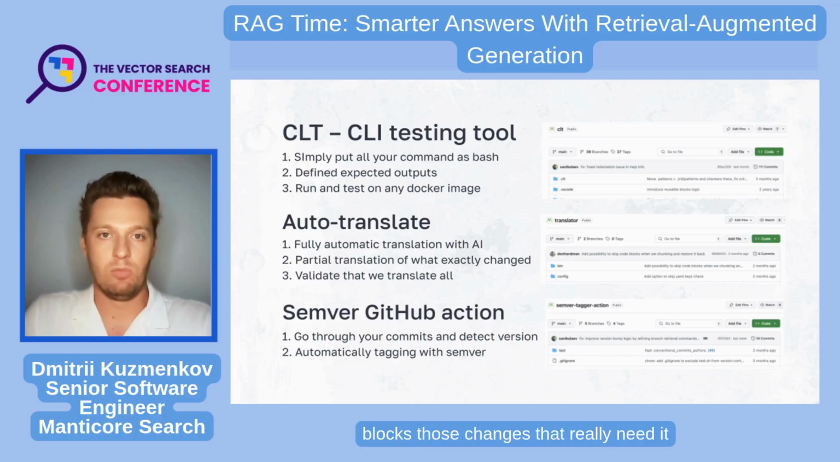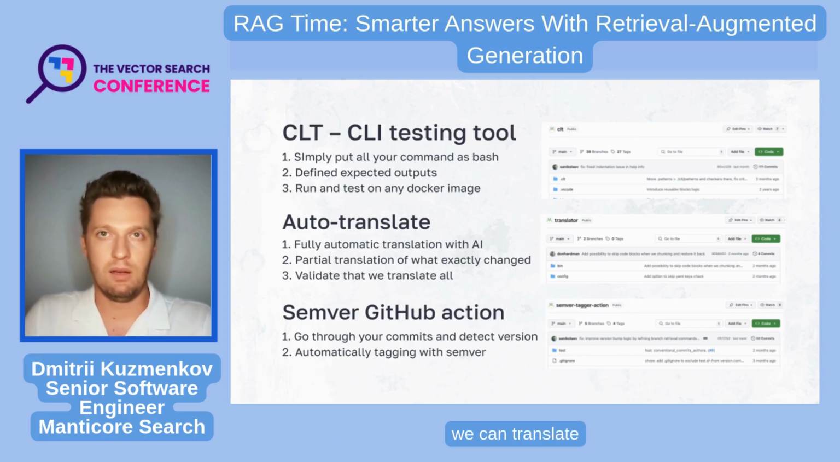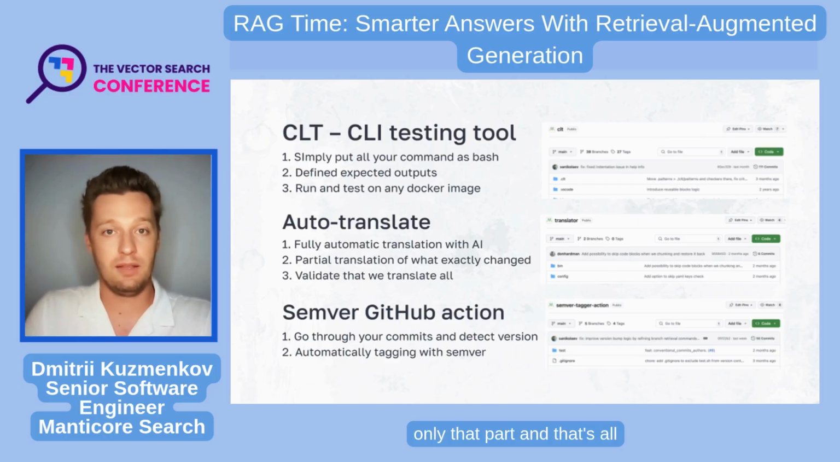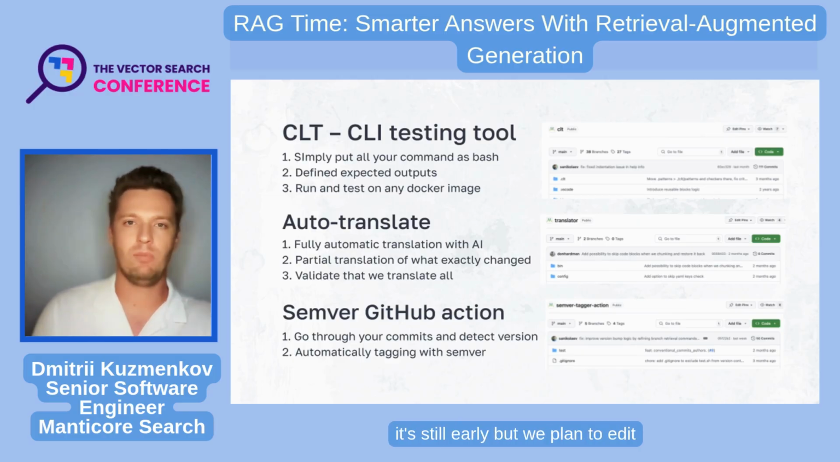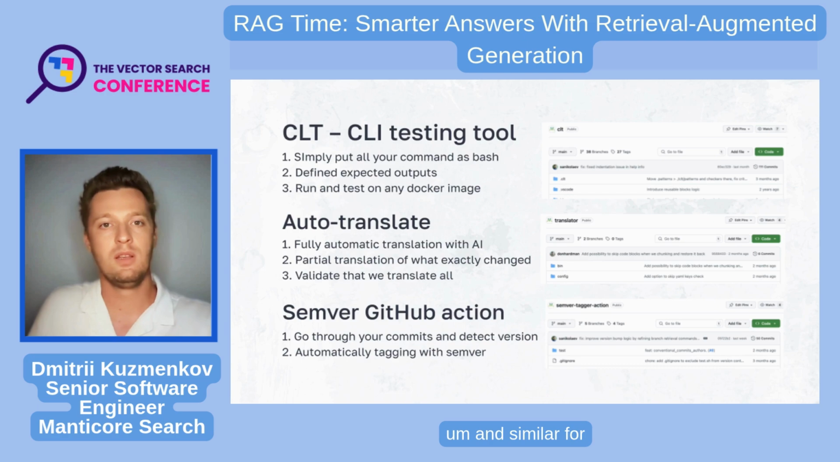Smart translation only translates those changes that are really needed, because when you change something in a file, we can translate only that part, and that's all. It's still early, but we plan to add it. GitHub action also you can check.